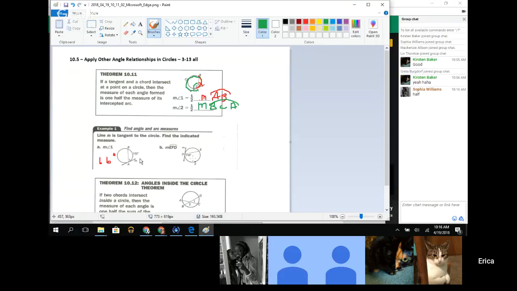All right. What about B, the measure of arc EFD? And they tell us that the measure of that angle right there is 110 degrees, right? So the measure of arc EFD is actually going to be double 110 degrees. So it's going to be 220 degrees. Pretty easy peasy, right?